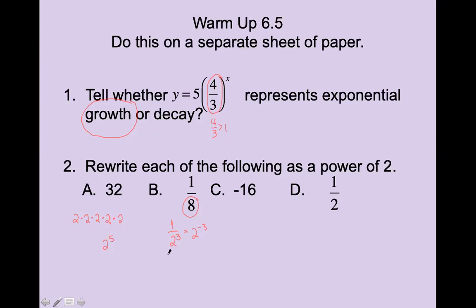All right, let's look at negative 16. So let's go back to our 2's here. 2 times 2 is 4, times 2 is 8, times 2 is 16. So it looks like we need 2 to the 4th. And since there's a negative in front, I'm going to put a negative in front of the base of 2. And the last one, negative 1/2. Again, remember, that can be written as its reciprocal. So this is 2 to the negative 1. Would be 1/2.